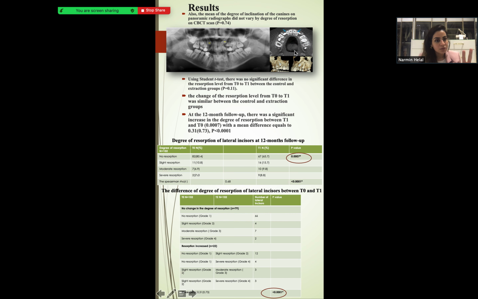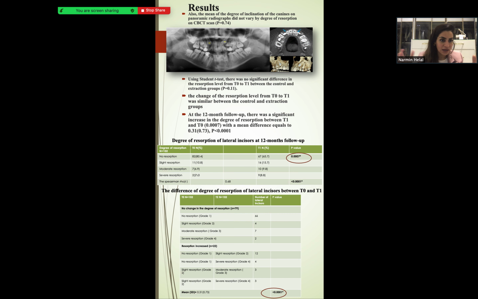To answer the second part of our question, which was to see if the extraction of the primary canines affected the root of the lateral incisors with regard to the displacement of the permanent canine, we found the answer to be no. There was no significant difference in the resorption level from T0 to T1 between the control and the extraction group. So the change of resorption was similar between both groups.